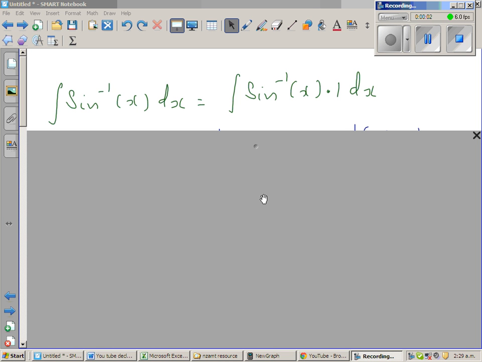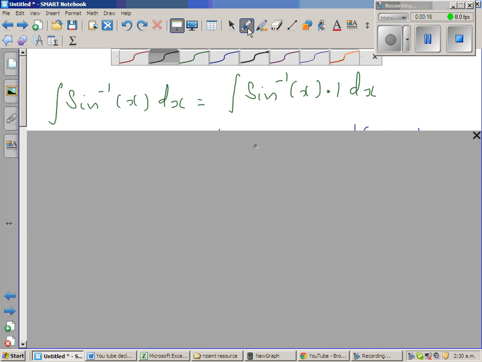Let us integrate sine inverse of x. In some textbooks they also call it arc sine. So, the integral of sine inverse of x dx. We're going to use the integration by parts method. Here I've written this as sine inverse of x times 1 dx.